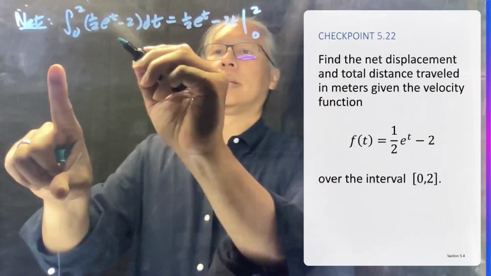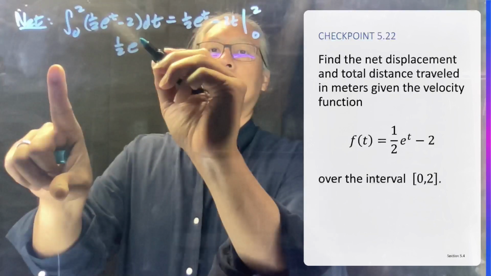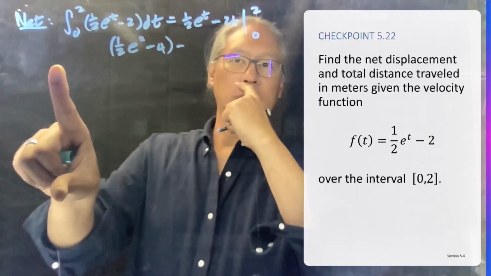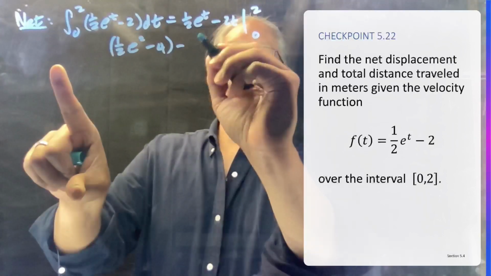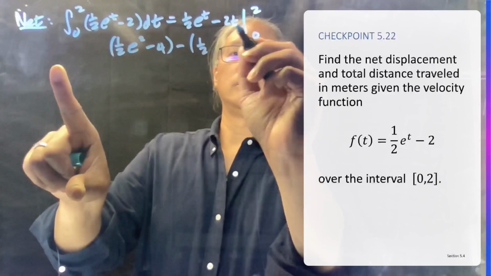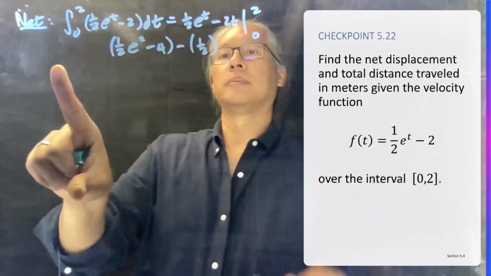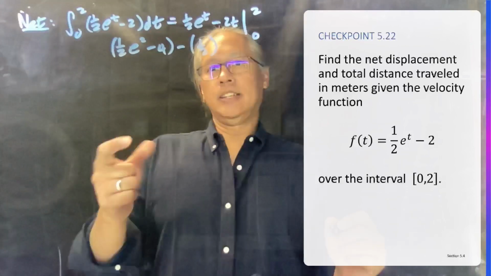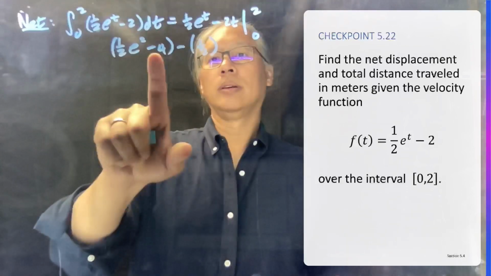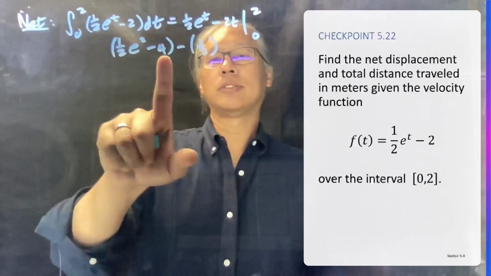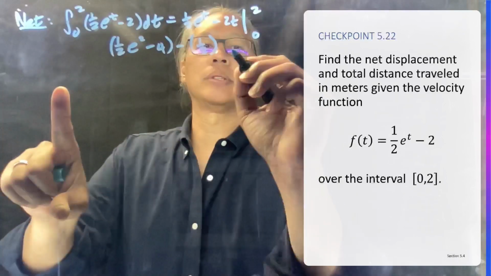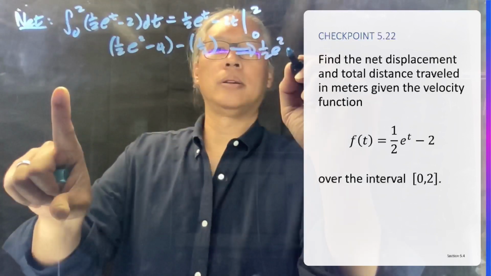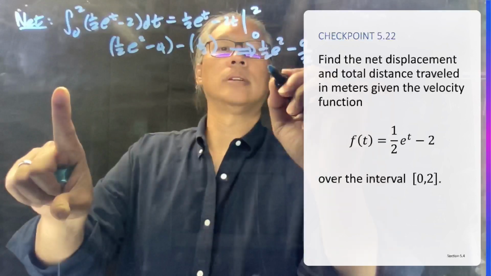We'll put 2 in there. We're going to get 1/2 e squared minus 4, minus, and then we put 0 in there. e to the 0 is 1. And then 2 times 0 is 0. So this is what we would have. Let's see. -4, -1/2, so it's -9/2. So we'll say this is 1/2 e squared minus 9/2.